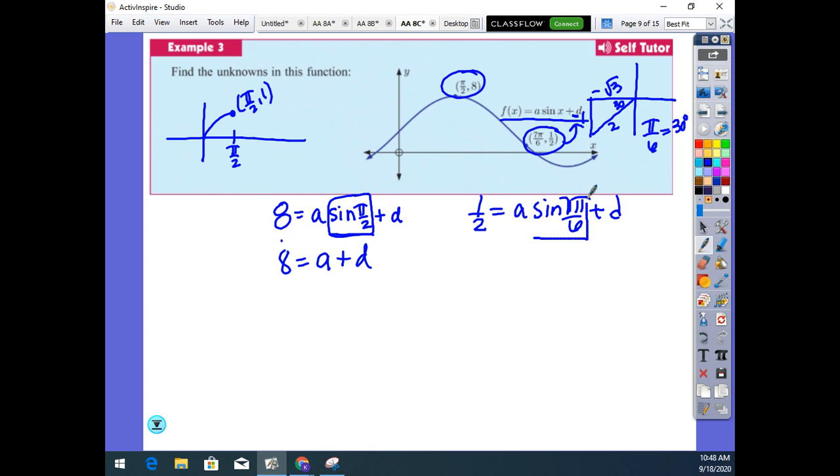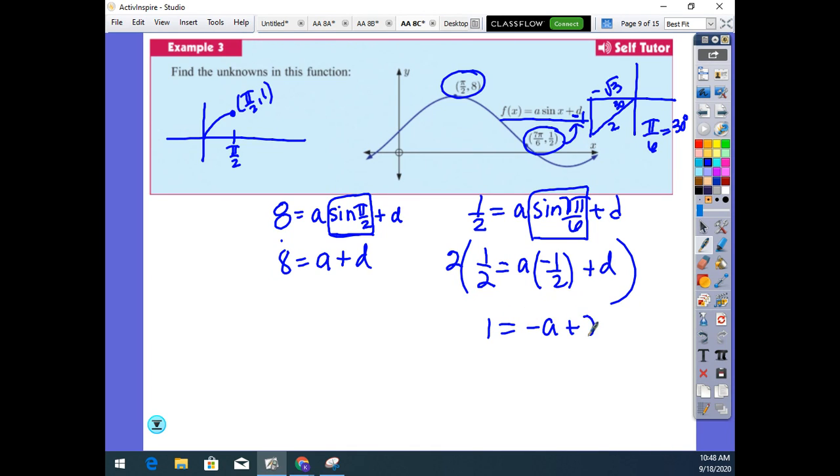So what is sine of 7 pi over 6? Sine is your y over r. So I'm going to take it times -1/2. And that made this one a little nicer. Now, what would make this even nicer is if we multiply the whole thing by 2. So that's going to be 1 equals -a plus 2d. Okay, now if I gave you these two equations, that should be nice and super simple.